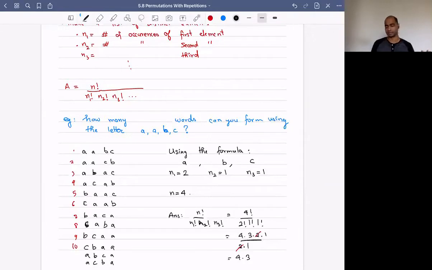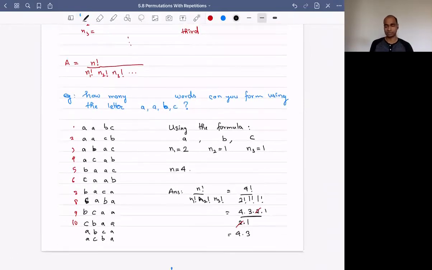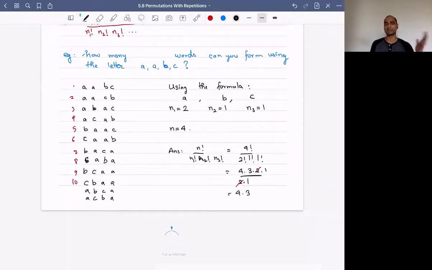Okay, so as you can see, counting by listing, even though it's mathematically correct, is very prone to errors. So that's why we use this compact formula. But when you do it correctly, you do get the same answer.